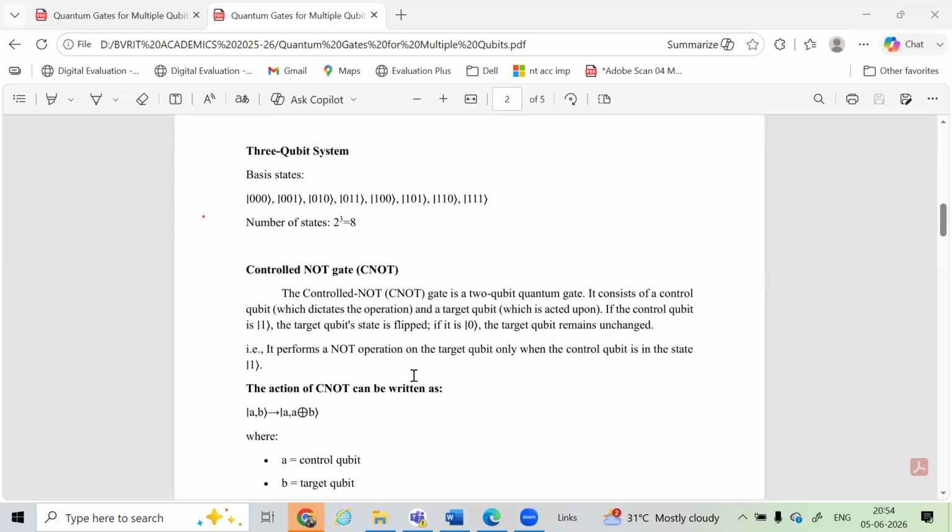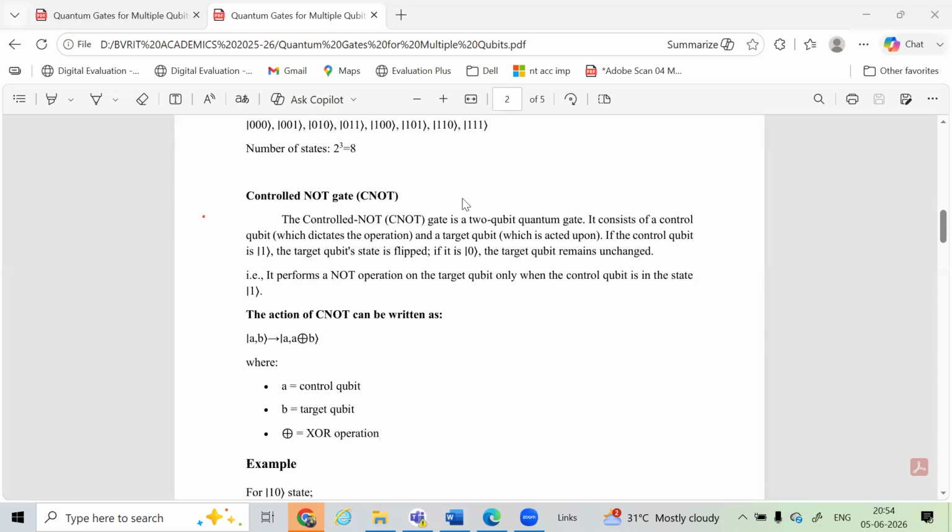Now, coming to the controlled NOT gate, it is one of the important gates, especially for the 2-qubit system.